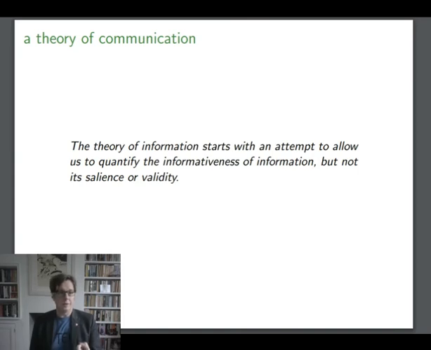So what is information theory? Well, the theory of information is an attempt to allow us to quantify the informativeness of information, not its salience or validity. It's not whether Stefan was correct or not, or whether it was important. Obviously, it was important whether the economy would collapse because it affected our economic decisions. But what it can assess is how informative Stefan's statement was based on how predictable it was. And in his case, it was completely predictable and therefore not informative.